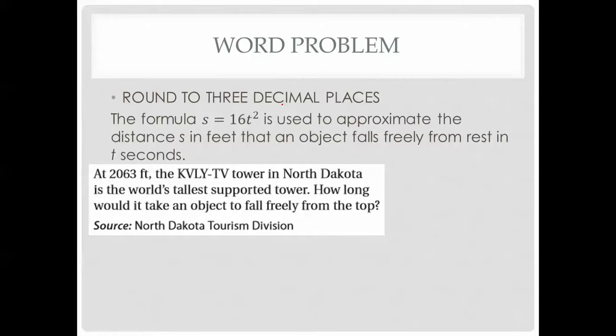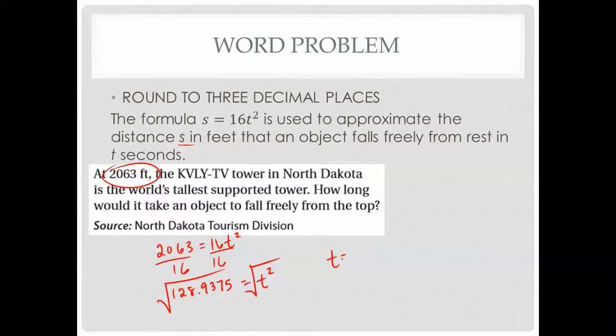So what we're going to do is plug in this value for s. So 2,063 equals 16t squared. We'll go ahead and divide both sides by 16. So what is that? 2,063 divided by 16 is 128.9375. That's unrounded because I still need to square root both sides in order to solve for t.